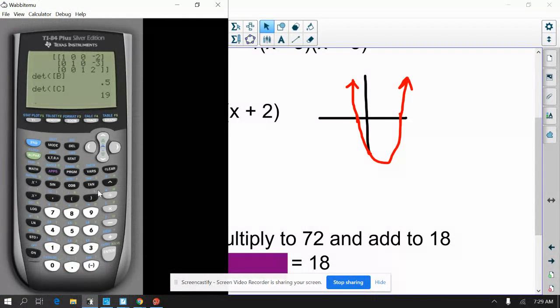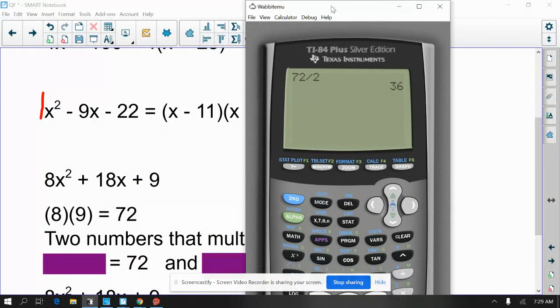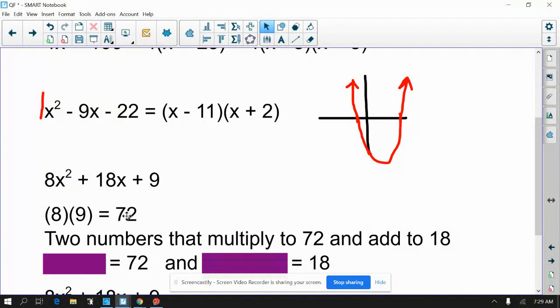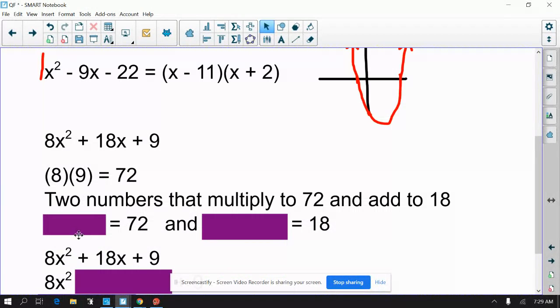So let's see here. You always have a calculator available for you if you need one. And two numbers that multiply to 72. Well, 72 divided by 2 is 36. Remember, I need two numbers that multiply to 72 but add to 18. So 2 and 36 aren't going to do it. Let's try 72 divided by 4. 4 and 18, no. 72 divided by, I know 5 doesn't work because it doesn't end in a 5 or a 0. So maybe 72 divided by 6. 6 and 12, oh, okay, 6 and 12. 6 times 12 is 72, and 6 plus 12 is 18. So those are the two numbers.